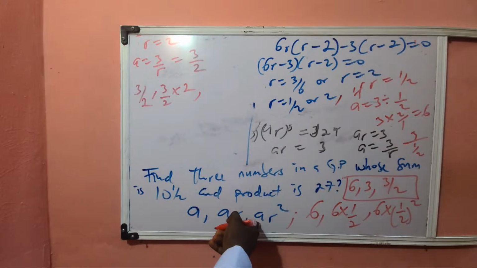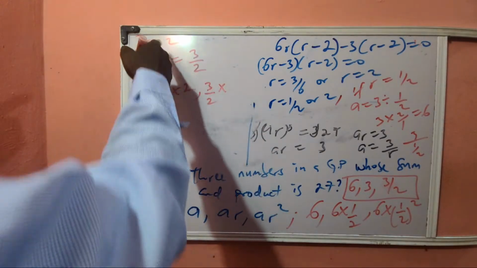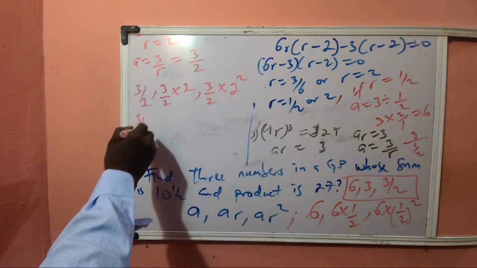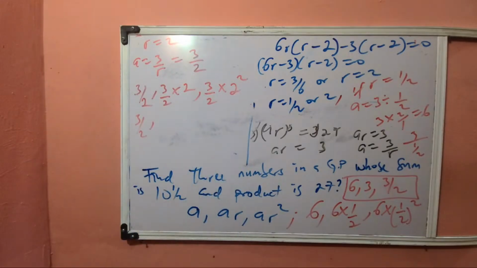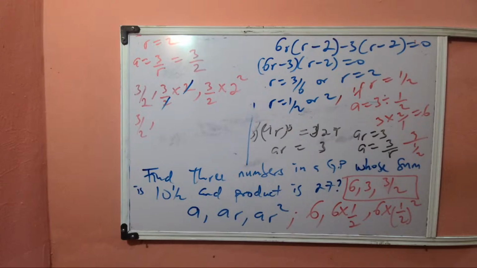Then my third term will be a, which is 3 over 2, times r squared. That will be 2 squared. Of course, you'll be having 3 over 2. We cancel the 2 here with the 2 here. So we'll be left with what? 3.